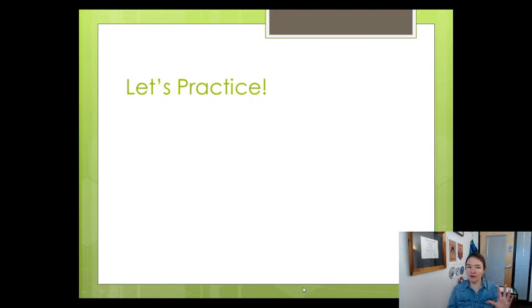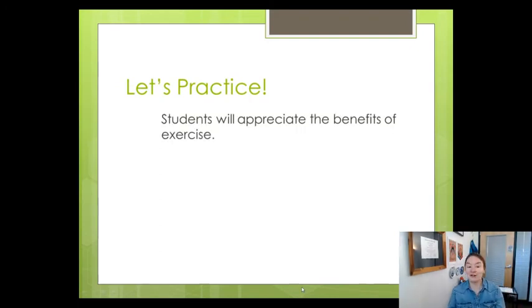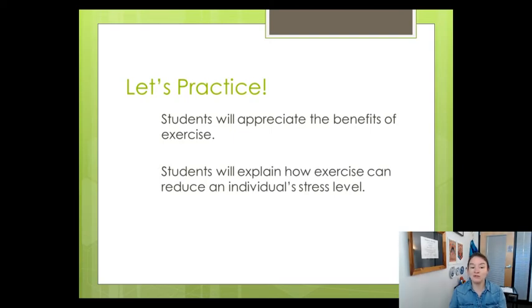So let's take a moment to practice ourselves. There are two outcomes here. The first outcome is written, "Students will appreciate the benefits of exercise." The second outcome is written, "Students will explain how exercise can reduce an individual's stress level." Which one is stronger? I'll give you a minute to consider.